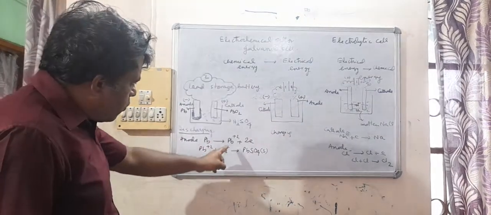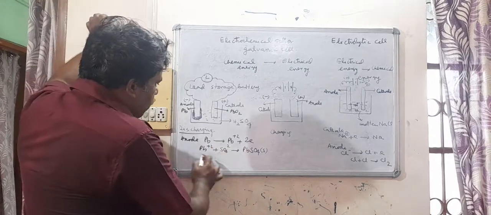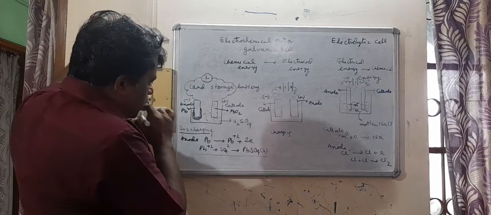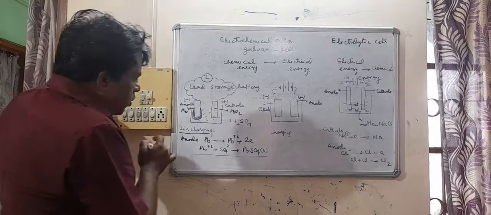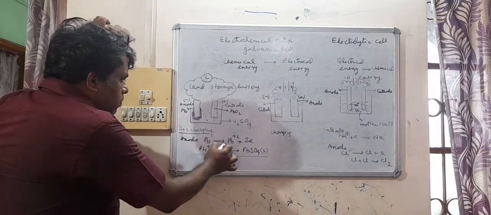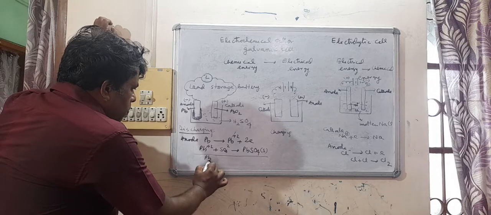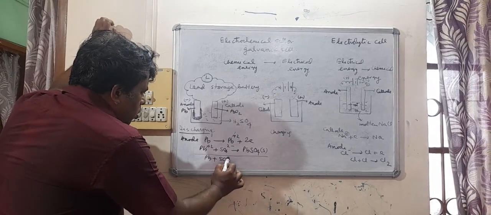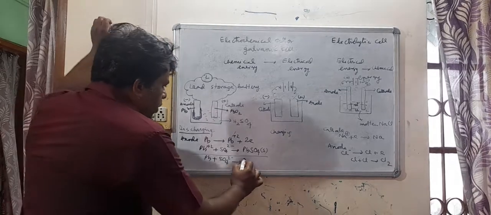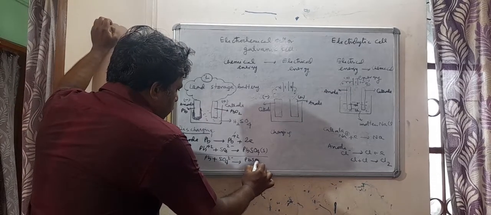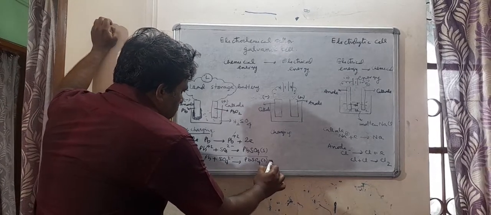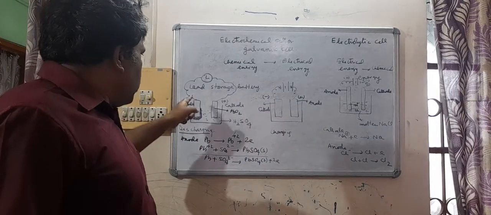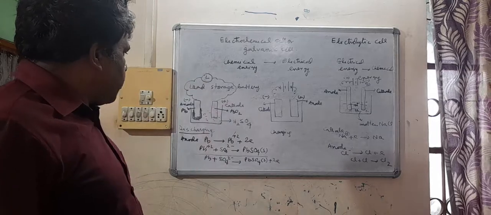So this is what happens at the anode, and if we add this to the step, then we get, Pb plus 2 cancels with this, so Pb plus SO4 2 minus arrow PbSO4 solid plus 2 electrons. So this is what happens at the anode during discharging when you are getting current.